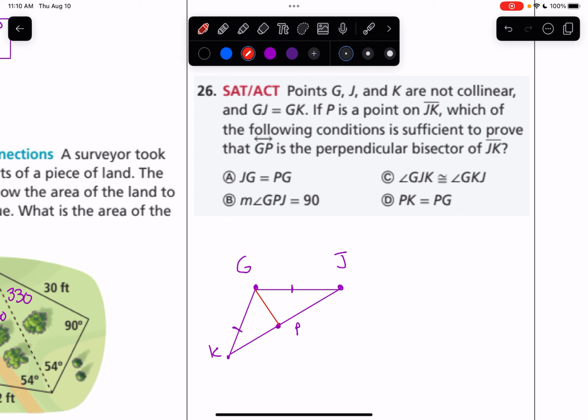So if I know that this side is congruent to this side, that's very helpful because that means this is an isosceles triangle. We know that when we have an isosceles triangle, the perpendicular bisector can be found by drawing a perpendicular. So if we can show that this angle is 90 degrees, then we will show for sure that P is the perpendicular and it bisects this line and would create a perpendicular bisector. So we just need to make sure that the measure of GPJ is 90 degrees. And if that's true, then we have a perpendicular bisector.